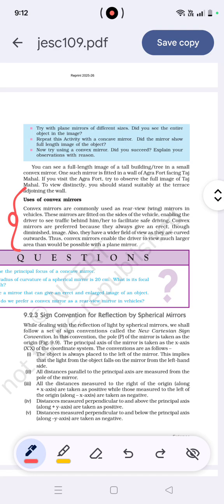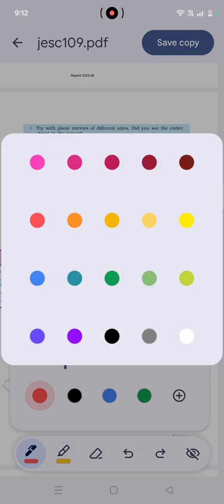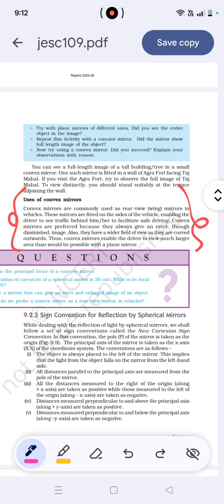The last topic of the theory: uses of convex mirror. Convex mirrors are usually used in vehicles. Very important: convex mirrors are commonly used as rear view mirrors in vehicles. The mirrors are fitted on the sides of the vehicle, enabling the driver to see the traffic behind him or her.